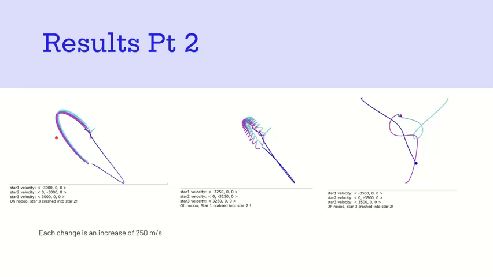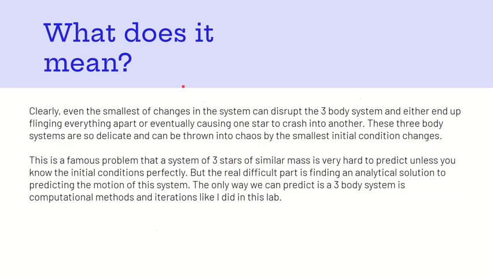Results part 2. We started with smaller velocities than in the last one, and this one we just changed velocity. Each change is a change of 250 meters per second. Again, very small for the sizes of these celestial bodies. But as you can see, very big changes, and even bigger changes on another increase of 250 meters per second. They crashed very fast. Very big changes. What does it mean?